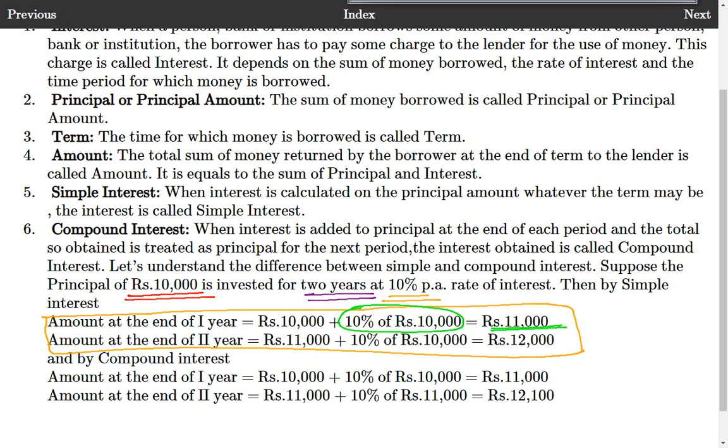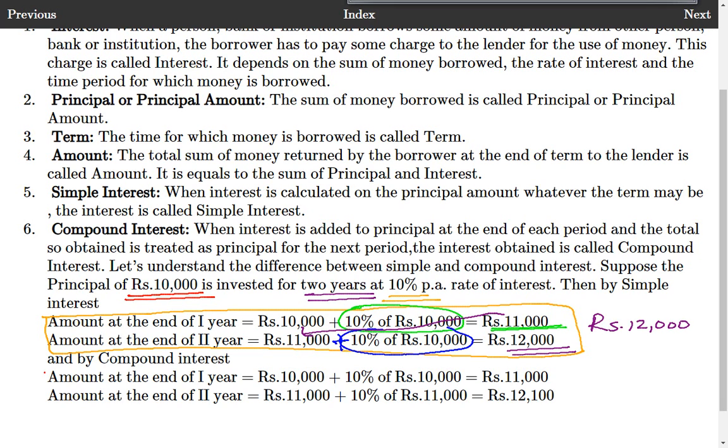Now what will be the interest in second year? It will be 10% of 10,000. So again that is 1,000, and that will be added to the amount at the end of first year, 11,000. So that equals 11,000 plus 1,000, which equals 12,000. So by simple interest the amount is rupees 12,000.